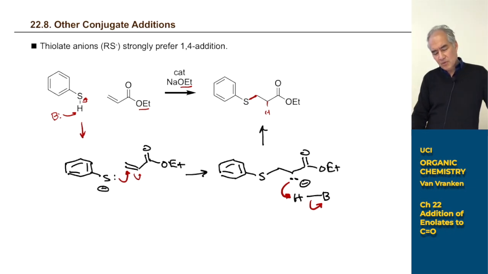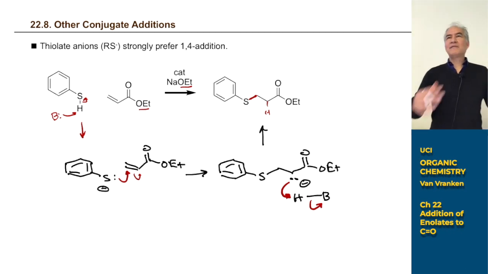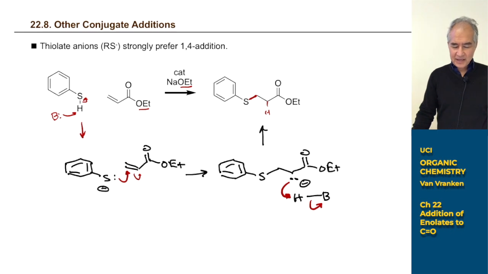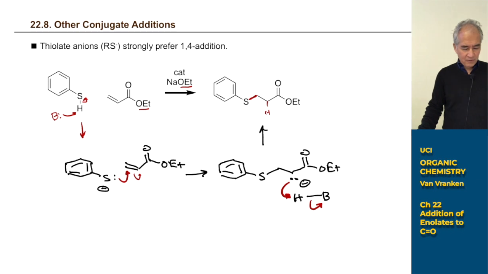Let me be more honest with you about the thiolate anion. The thiolate anion does attack the carbonyl, but the O- selectively pushes the thiolate back out of the carbonyl. So you only get a stable product by adding the thiolate anion to the beta carbon. It's not that it's not adding to the carbonyl, but the product is only the product from sulfur addition, 1,4 addition of the sulfur.